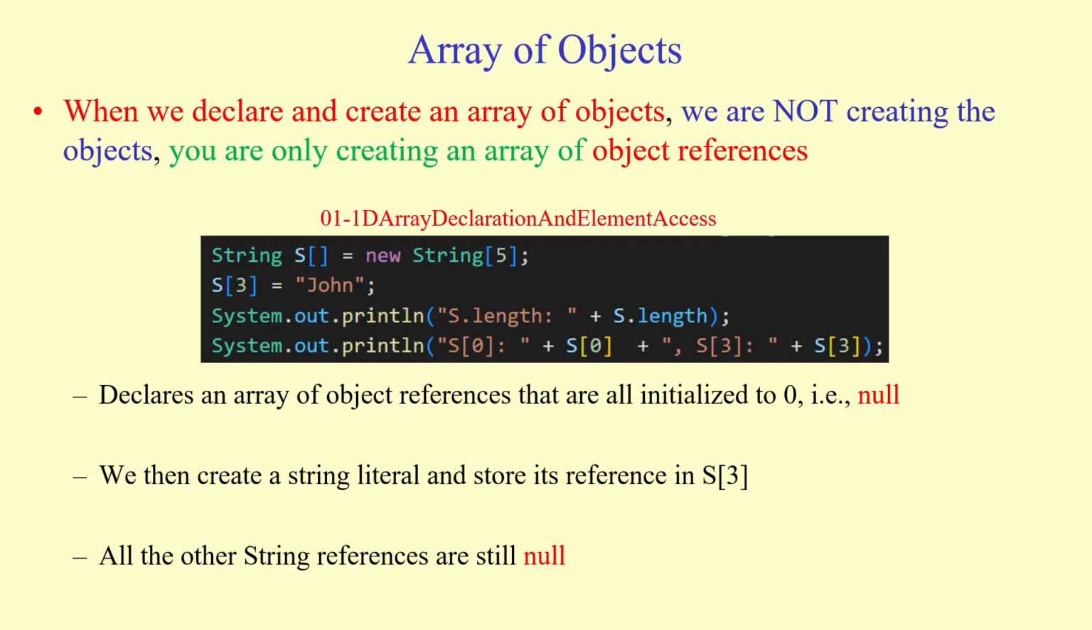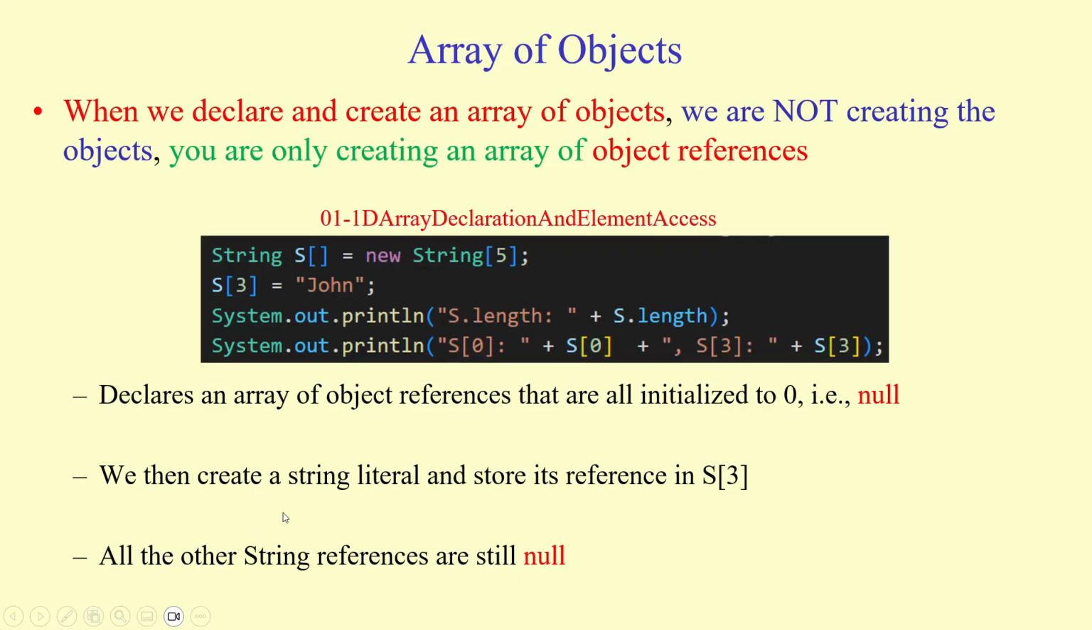When we declare and create an array of objects, we are not creating the actual objects. We are just creating an array of object references. So in this example, I have an array S that stores strings, and I'm allocating 5 string references. So at this point, this is an array of object references, and all object references are initialized to 0, meaning null. So there are no string objects created yet. It's just 5 object references.